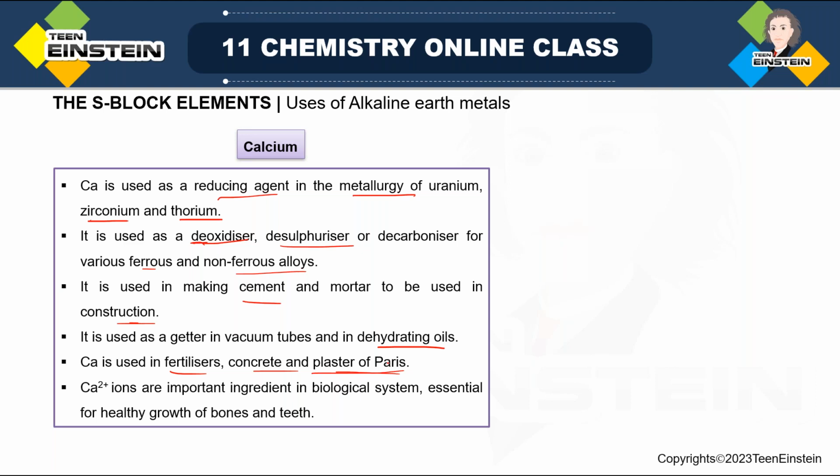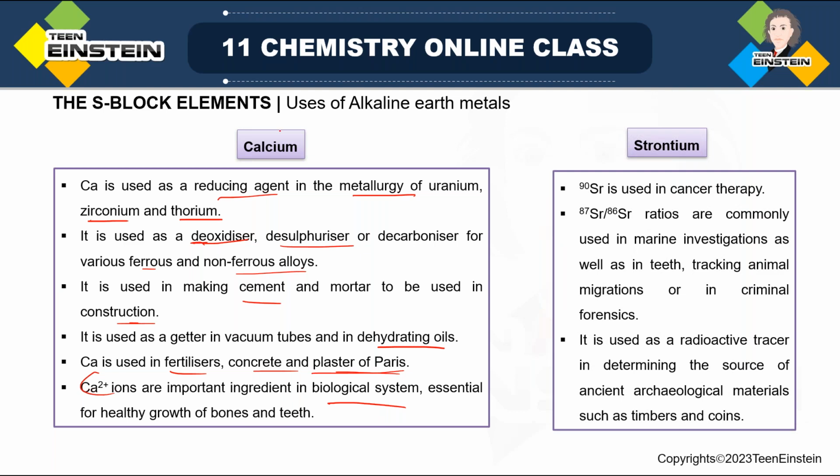Now there is one topic in this chapter, important compounds of calcium. There we will discuss separately some important compounds of calcium like gypsum and plaster of Paris, and you can see the details then. But for now it is just saying that calcium is used in the preparation of all these substances. Then Ca2+ has biological importance also. It is essential for healthy growth of bones and teeth.